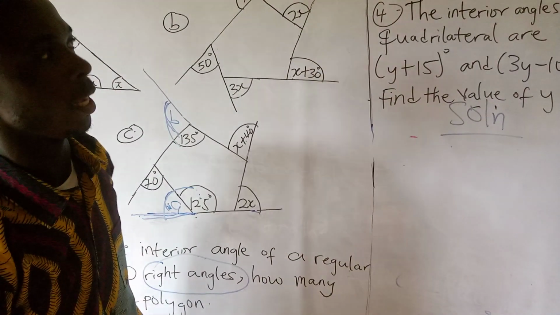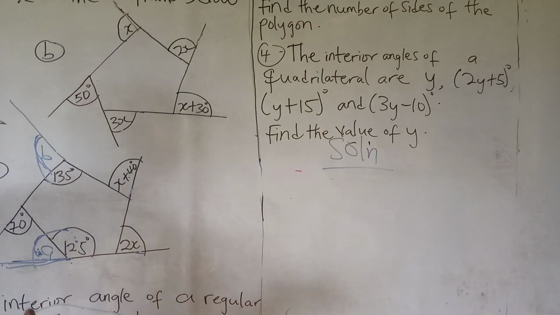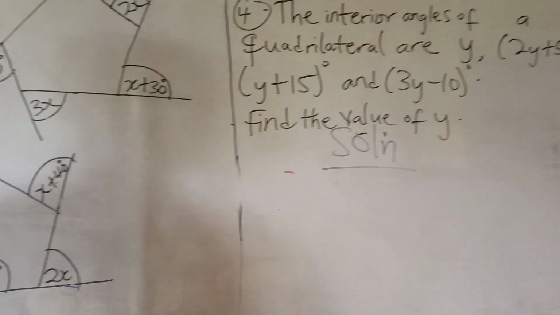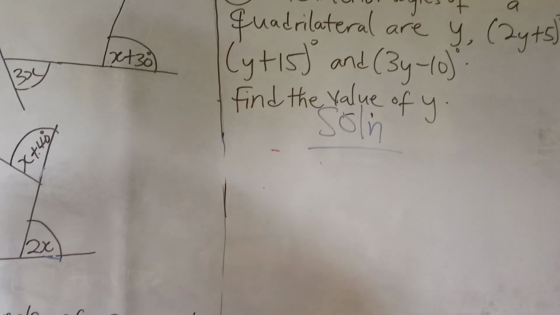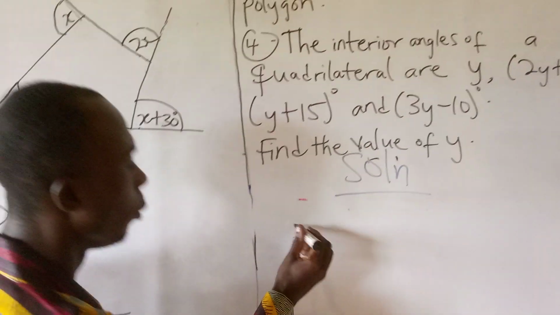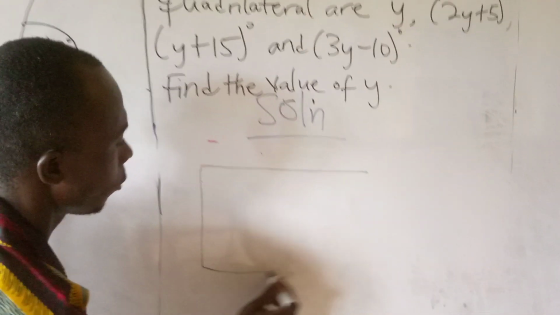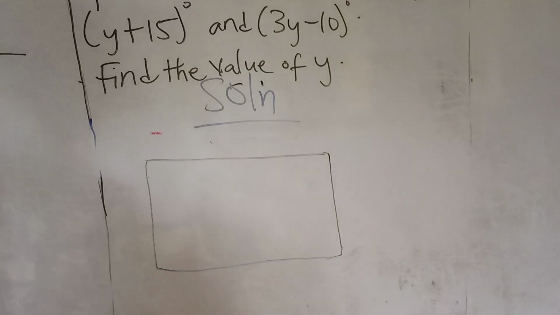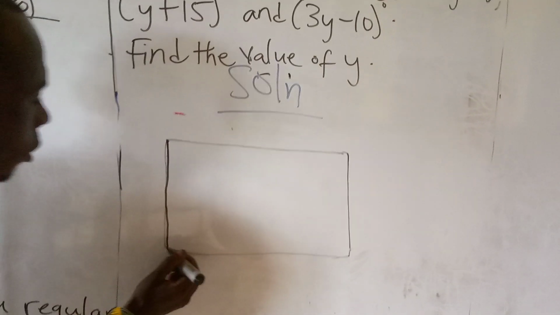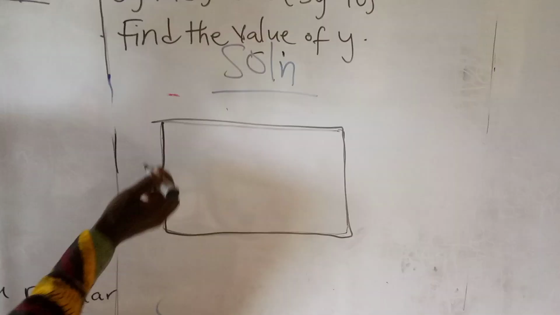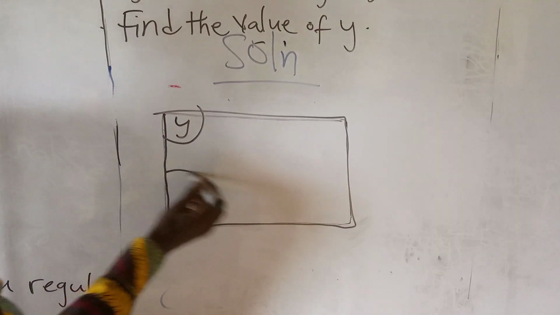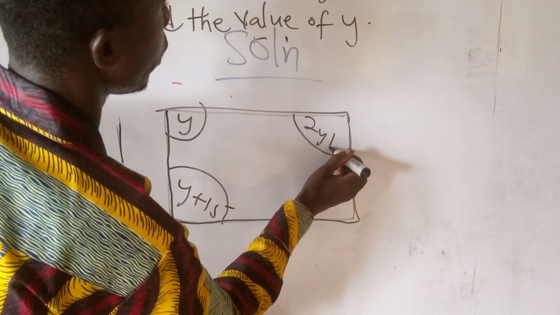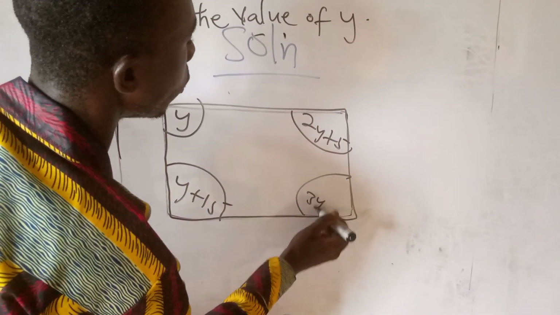The interior angles of a quadrilateral are y, 2y plus 5, y plus 15, and 3y minus 10. Find the value of y. And we know a quadrilateral has 4 sides. Let me use this rectangle to represent this quadrilateral. Let me use this 4 sides. So we have y, y plus 15, 2y plus 5, and 3y minus 10.